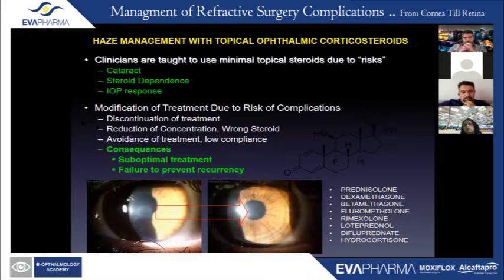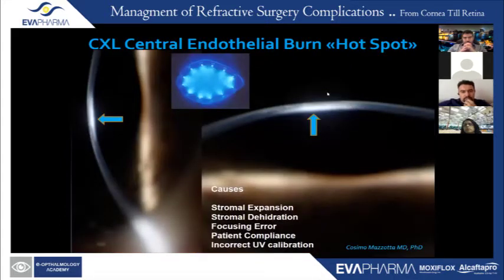Take a look, another problem. This is really important. This is a burn of the endothelium. We may have an endothelial hot spot. This is a burn posterior to the endothelium. Generally, the causes of the central endothelial burns or hot spots are given to the stromal expansion using a hypotonic solution to expand the stroma. It is not a good idea. Please use the nomogram to treat thin corneas. It could also be related to stromal dehydration, to bad focusing, or to patient compliance during correct UV calibration.